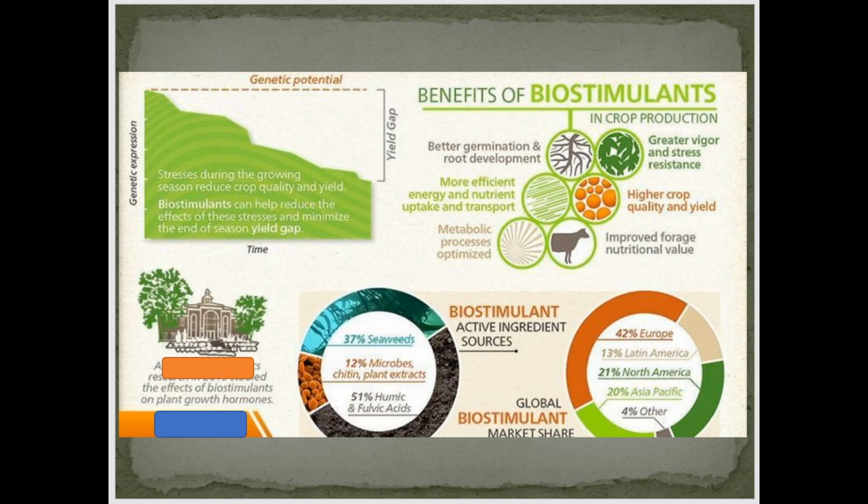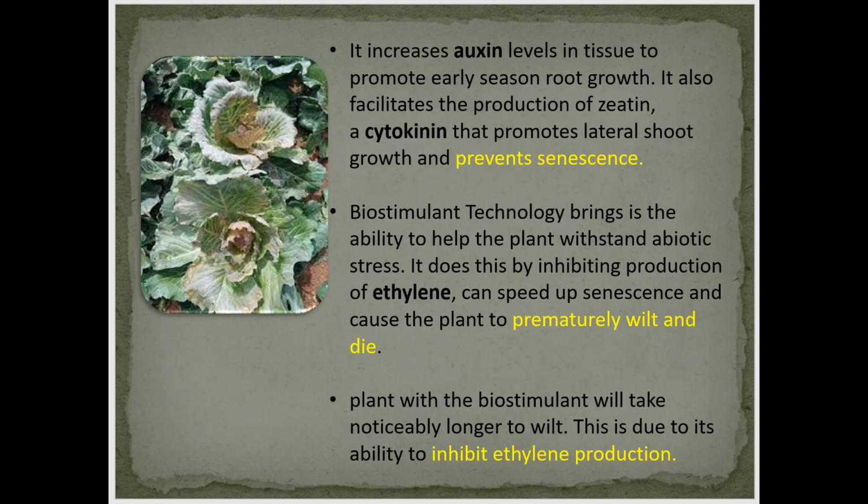And overall, the genetic expressions they express during the growing season can reduce the crop quality and yields. Some of the biostimulants can help reduce the effects of these stresses and minimize the end of season yield gaps. These are the biostimulant benefits in crop production. It increases oxygen level in the tissue to promote early season root growth. It also facilitates the production of zeatin, a cytokinin that promotes lateral shoot growth and prevents senescence.